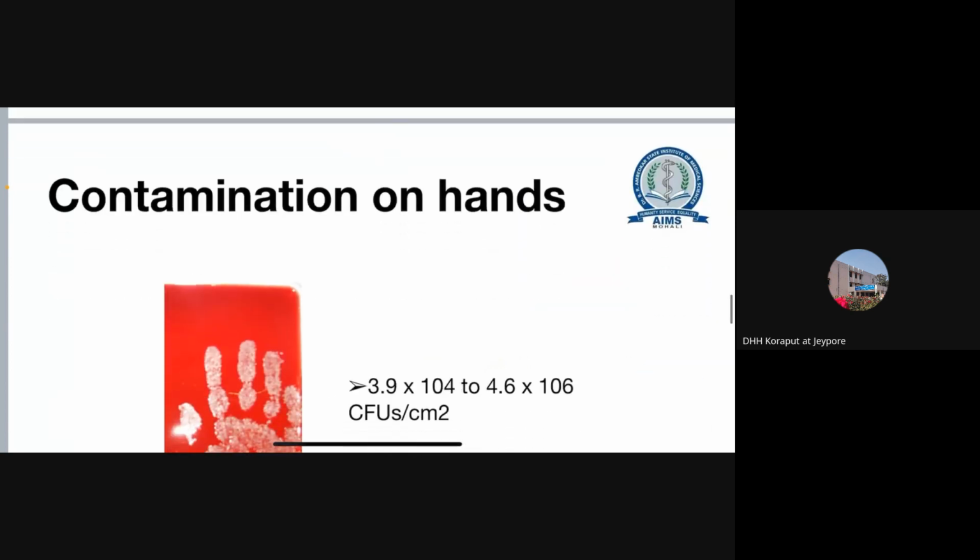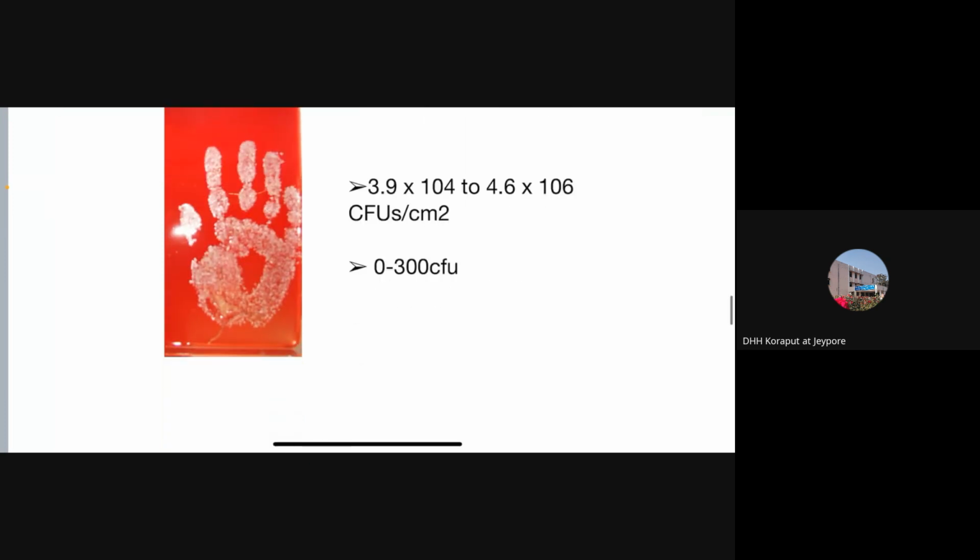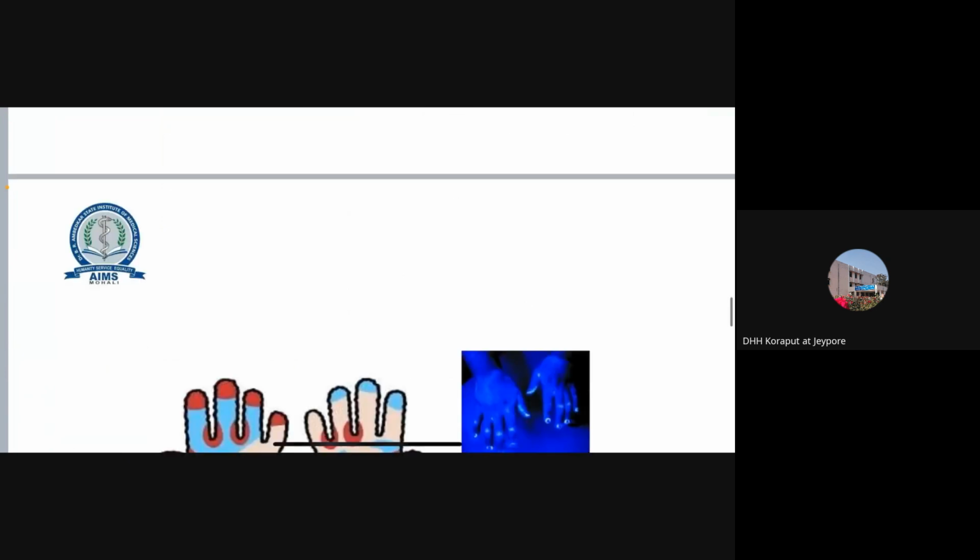And see, a number of studies have been done, and if your hand is contaminated, there could be 10 to the power 4 to 10 raised to power 6 CFU, colony forming units, of microbes on a contaminated hand. Ideally the acceptable limit is 0, but if not, at least 300 CFU. We want only that much contamination, but many times it has been observed that the hands are so severely contaminated and they are the main source of infection.